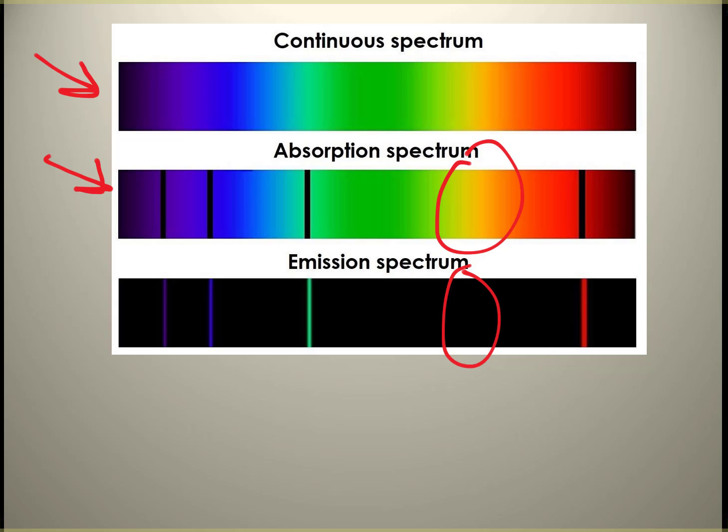So that would be a total non-reaction. However, I could shine this particular wavelength of green. You can see that it would absorb it first and then emit it. So how does this all happen?